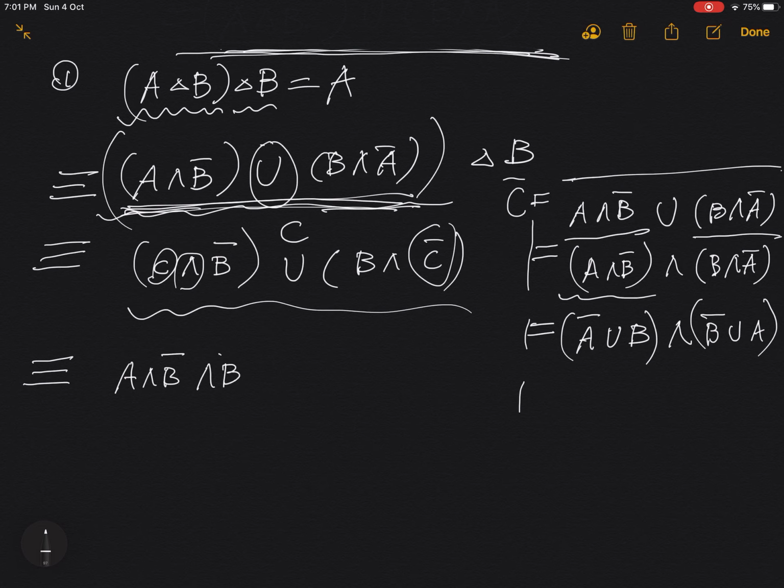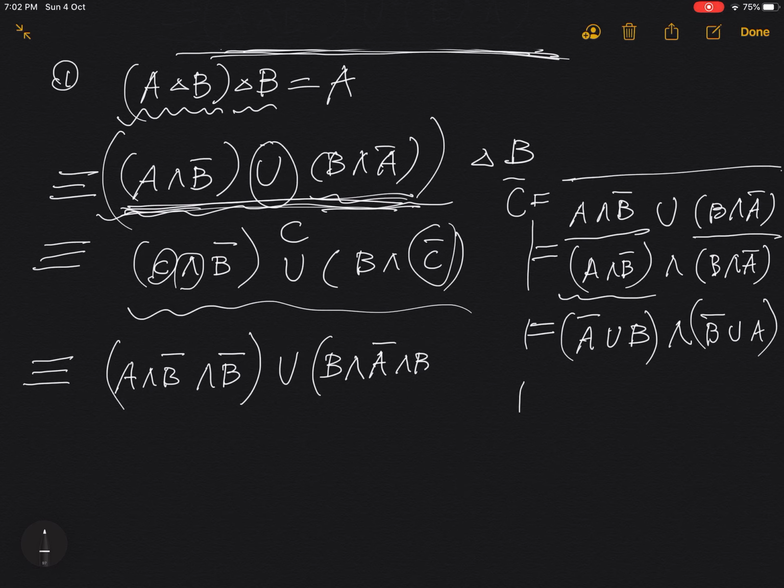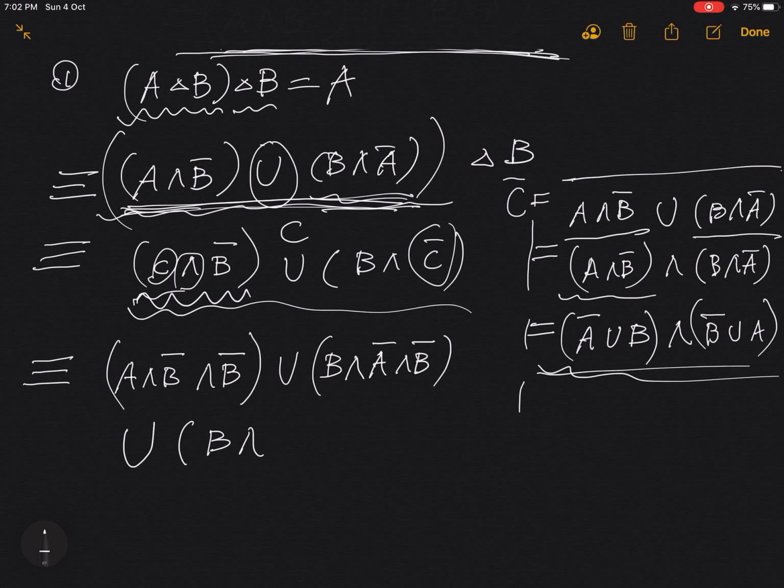and the complement of B, or the second part, sorry, the complement of A and the complement of B. That's for the underlined part, and also we need to union B and take the underlined part into the complement of set C.